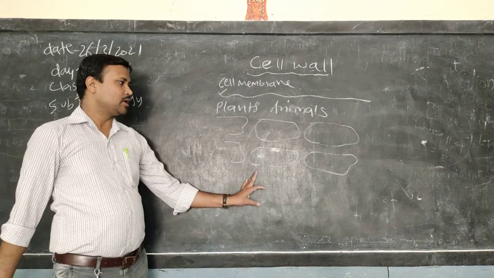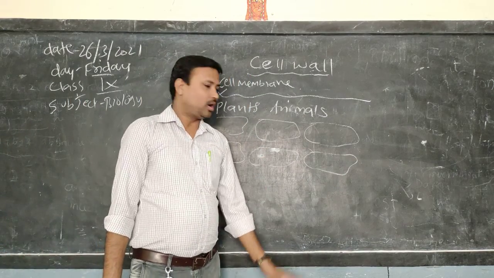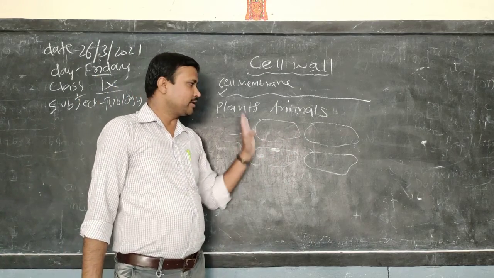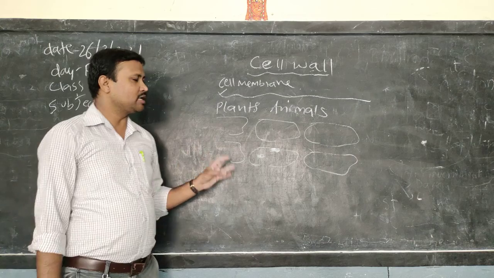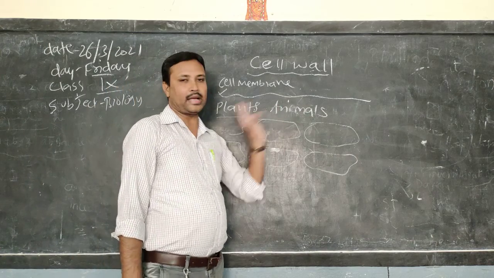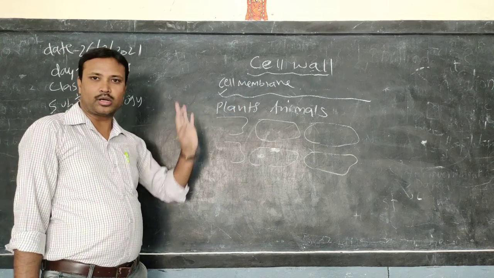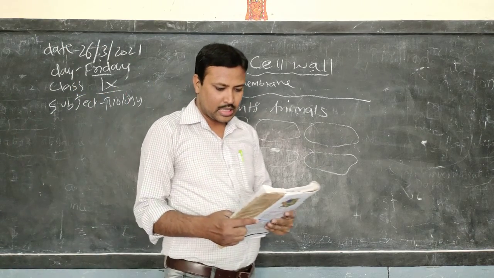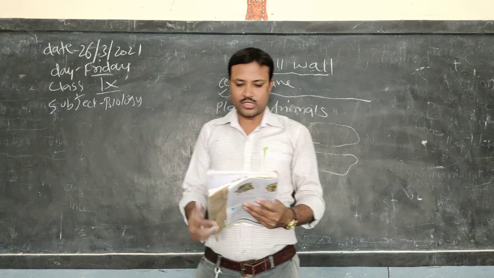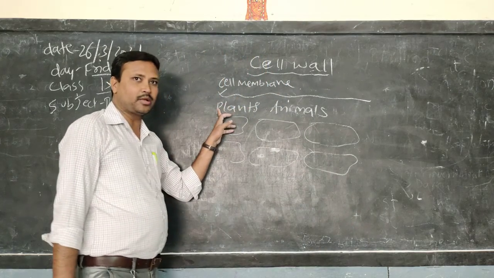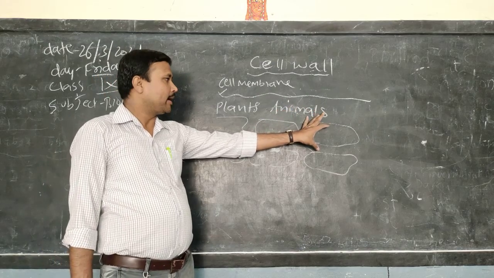So, this is the arrangement. All the cells are not the same, not all regular, not all irregular. They are arranged in different manners in different plants as well as animals. Here we are seeing that the outermost layer outside the cell membrane is called a cell wall. This is one of the major differences between plant and animal cells.